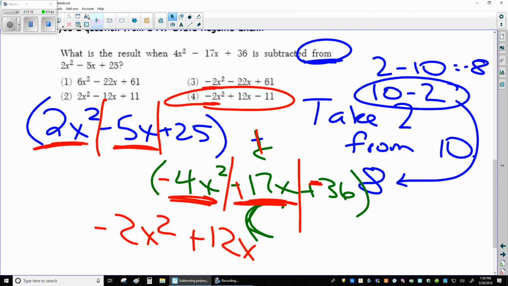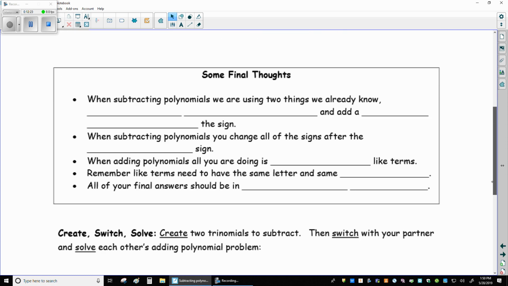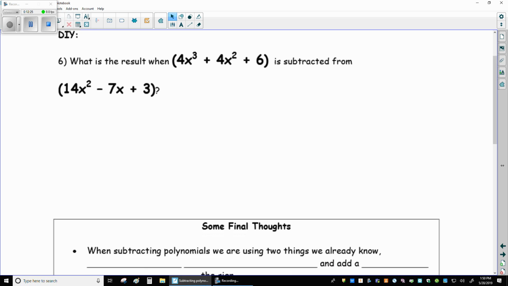So now flip to the next page and try that last problem, I believe. Try that last one. So pause your video, try it, make sure you notice that this is the word from, and then unpause it when you're good.